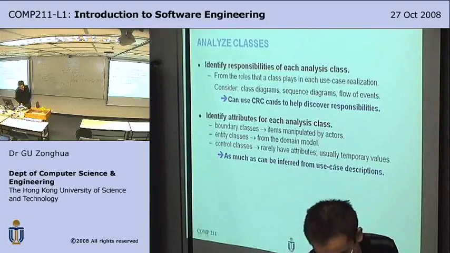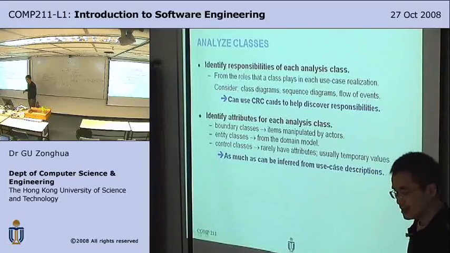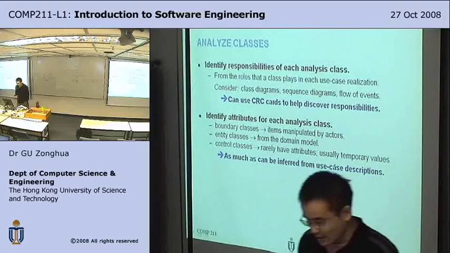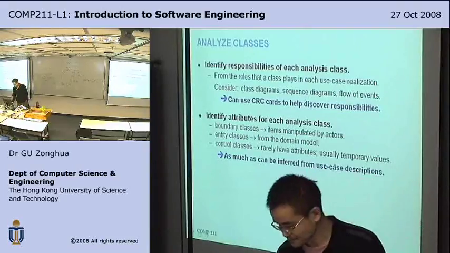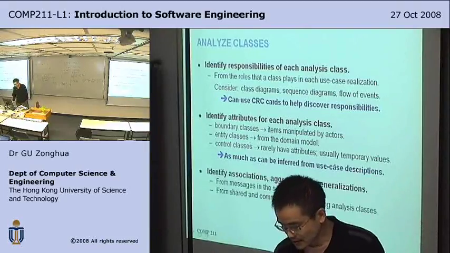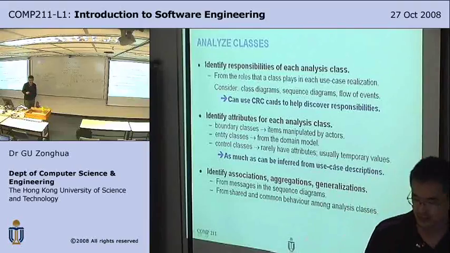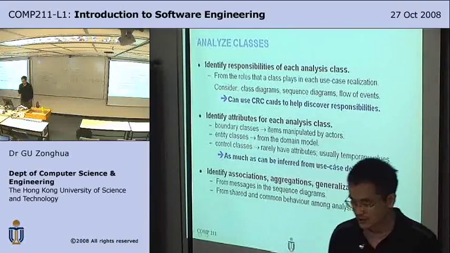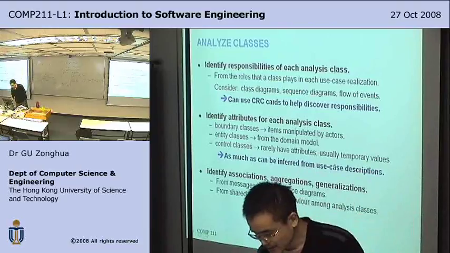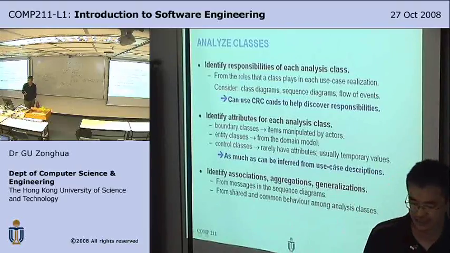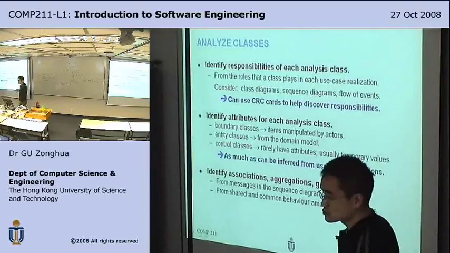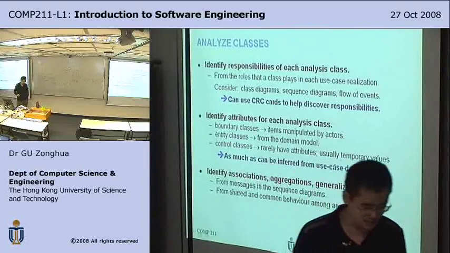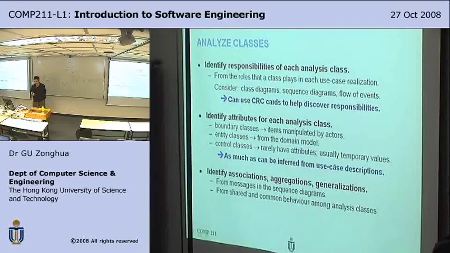So try to infer as much of these attributes from the use case descriptions, including the flow of events. Then identify associations between the classes. From messages in the sequence diagrams, if class A is sending a message to class B, that's a clear indication that you should have an association from class A to class B.